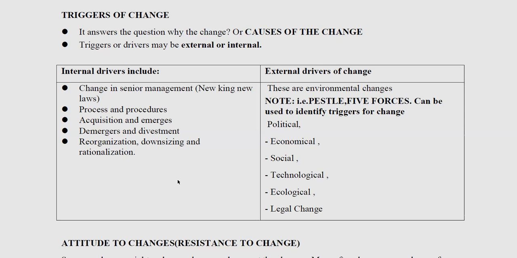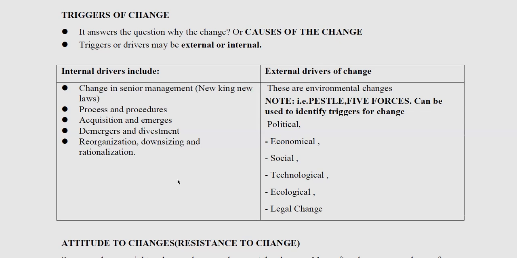When it comes to internal triggers, there could be a change in senior management, which often happens. A new king brings new laws, processes and procedures changing, acquisitions and mergers, and also demergers and divestment. We want to sell a part of our business, reorganization, downsizing and rationalization. Also, we can have mergers, and maybe a major reconstruction of our business. All of these are internal drivers within the organization, changing your culture, changing staff. All these things are within.